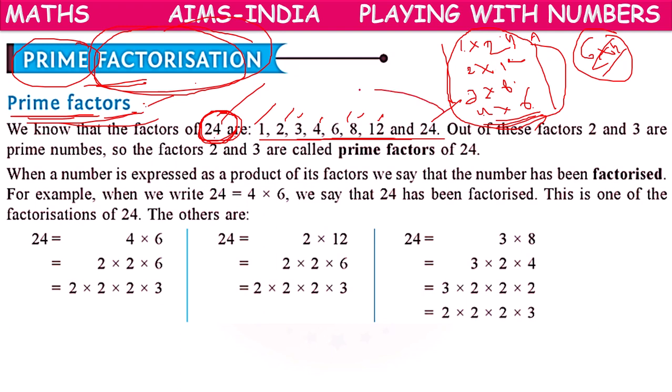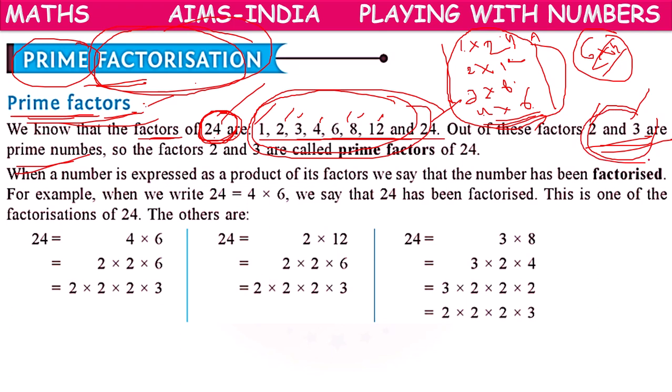But out of all these 8 factors, only 2 and 3 are prime numbers. So these 8 numbers are called factors of 24. But these two numbers, 2 and 3, are called prime factors of 24. These 2 and 3 are called in two ways. They are factors of 24. They are also called prime factors of 24 because they are prime numbers.